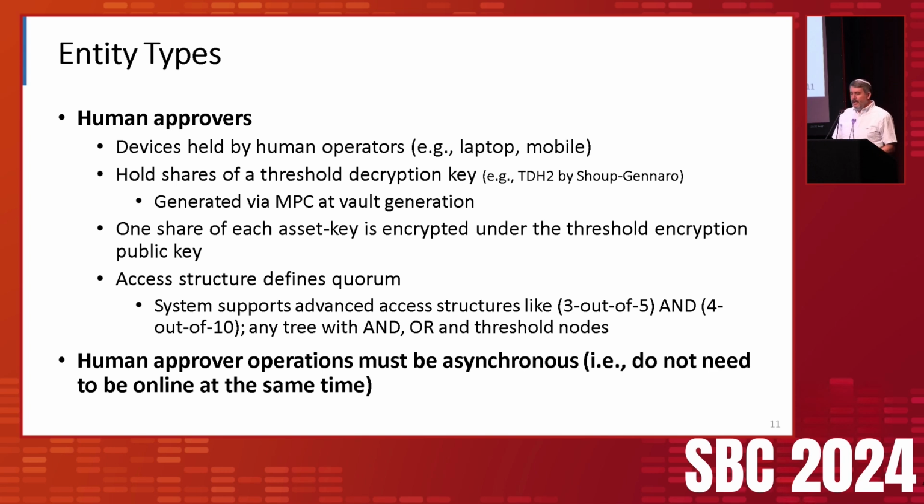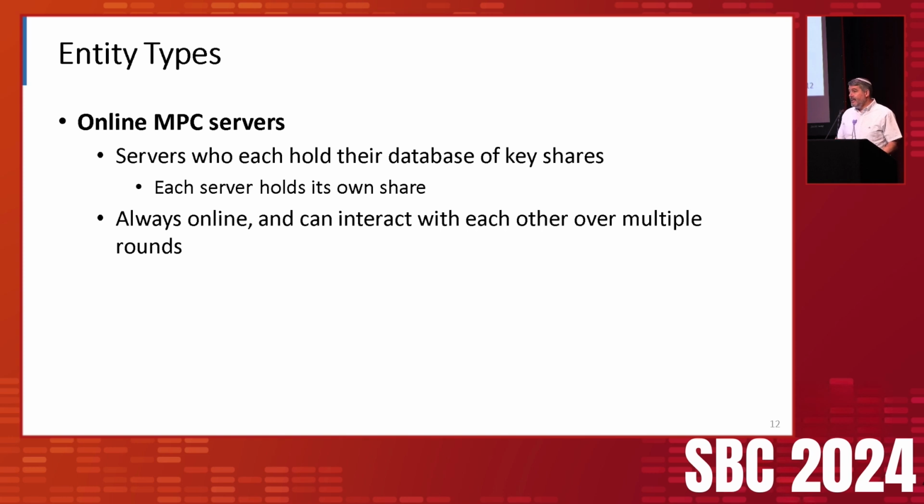Importantly, I'll just note that the threshold decryption indeed requires each party just to generate a single partial decryption. They do not need to interact with each other in order to finish this process. And the third entity type is the simplest type, I guess. These are just simply MPC servers, or online MPC servers. Each server holds their own database of key shares. They're always online and they can interact with each other.